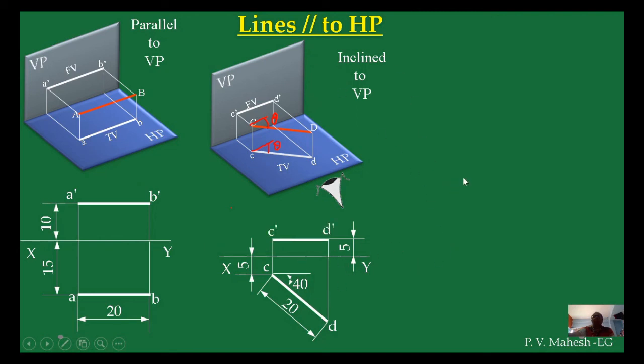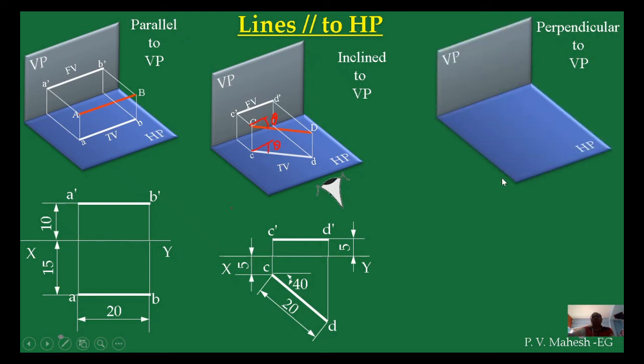Next one is when the line is perpendicular to VP. How do we draw the projections when the line is perpendicular to VP? So here the line is perpendicular to VP. You can see the observer is here. What we are focusing on is lines parallel to HP. So when lines are parallel to HP, I have to look from the top view. In the top view, you will see the true length. Why? Because the distance of E and the distance of F from HP is equal. So this is the true length.